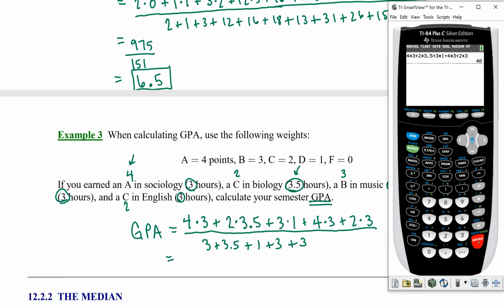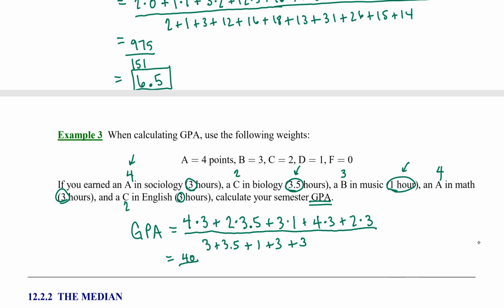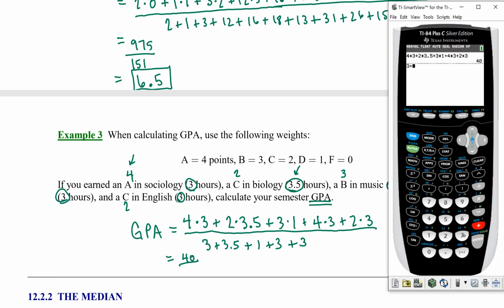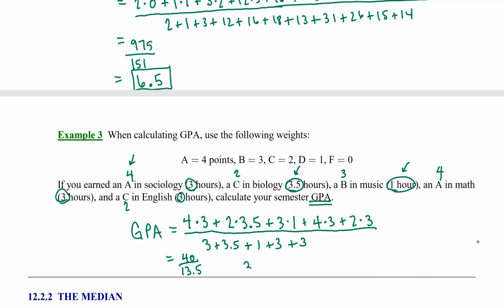So the sum in the top is 40, and the sum of our hours, 3 plus 3.5 plus 1, 3 and 3, we took a total of 13.5 hours for that semester. So our GPA is calculated as the sum of our grade points divided by 13.5 hours. So we end up with a 2.96, and we're going to round it to the nearest tenth. If I round to the nearest tenth, that digit goes up, causing also my ones place to go up. So we have a 3.0 for the semester.